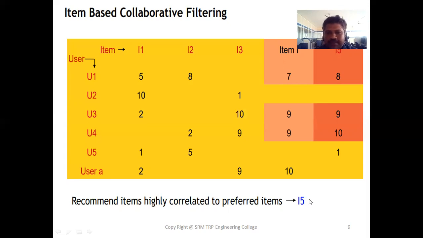This is item-based filtering. The core concept is, in user-based filtering, I'm going to find out the similar users. In item-based filtering, I'm going to find out the similar items.